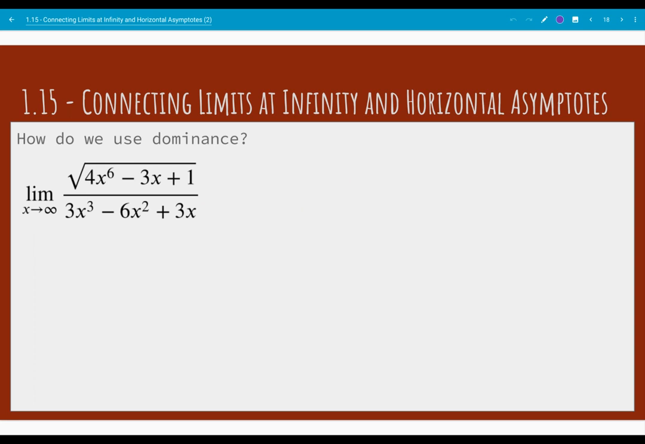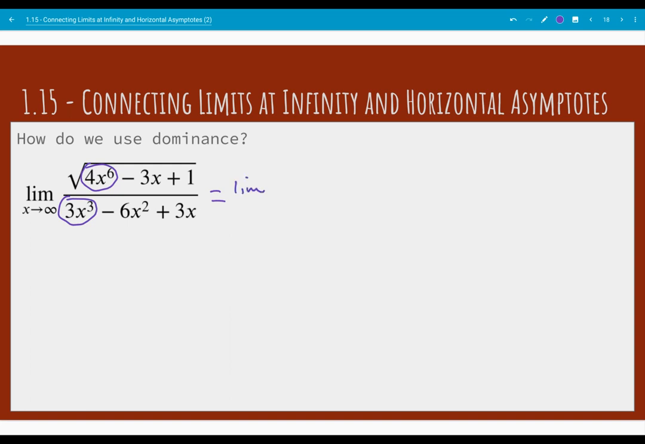Now, this problem is going to be interesting because of the square root here. We're going to treat this the same. The numerator is going to be dominated by the 4x to the 6th, but we need to remember it's in a square root. The denominator is going to be dominated by the 3x cubed.